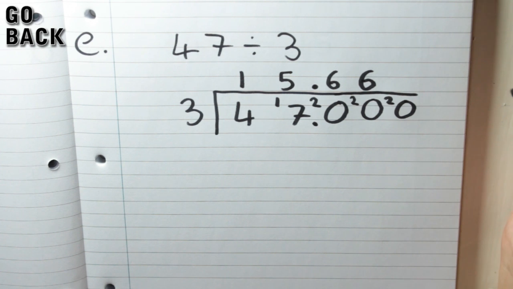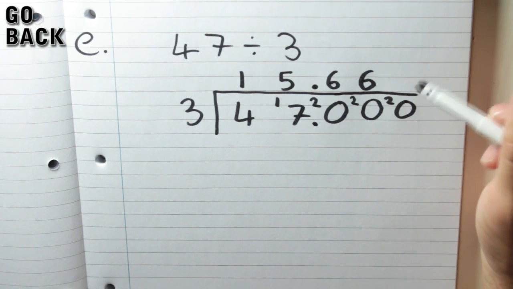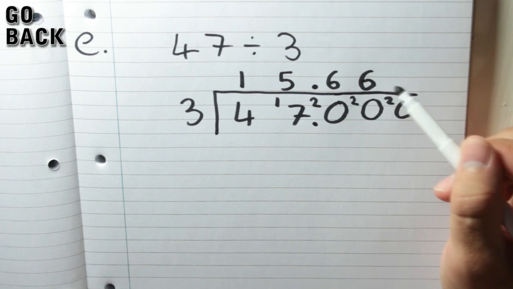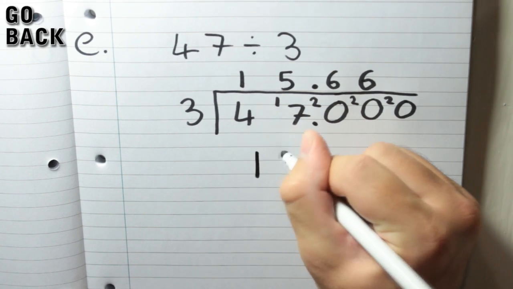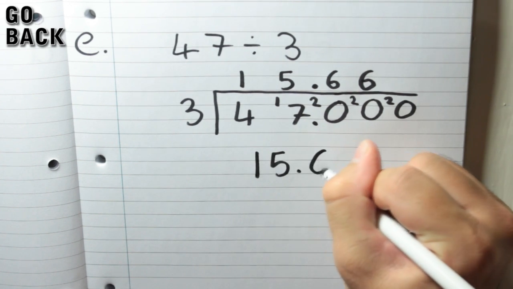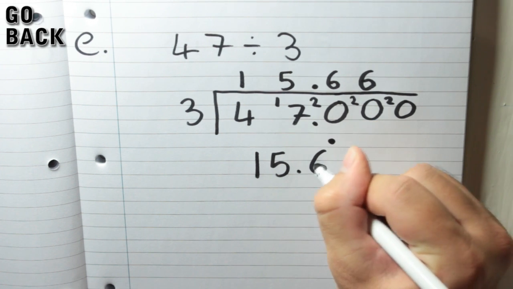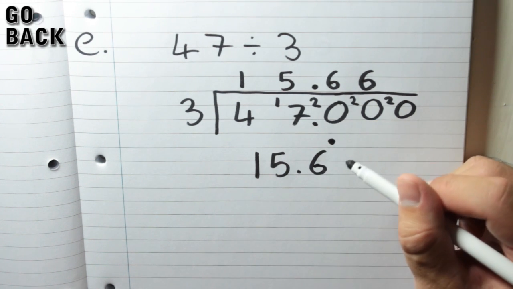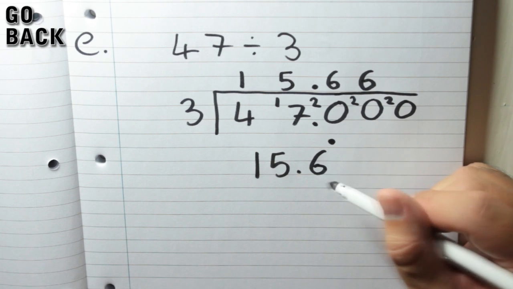15.66666666 and so on. Now that is a recurring decimal, and what we do, because it's the 6 that's going to keep repeating, we write it as this: 15.6 with a dot above it, and that shows us that it's the 6 that's going to keep repeating forever.